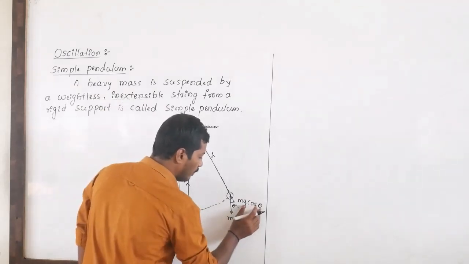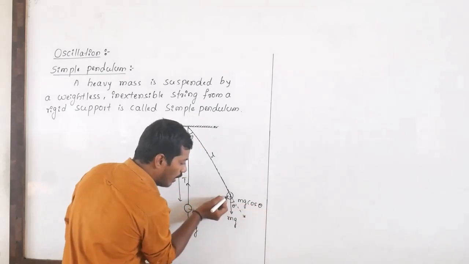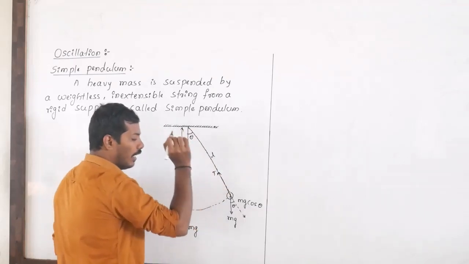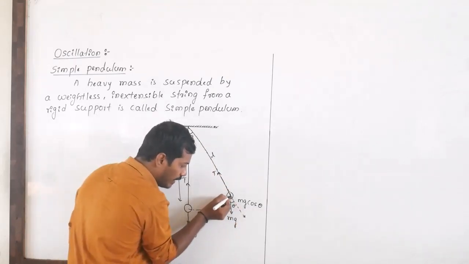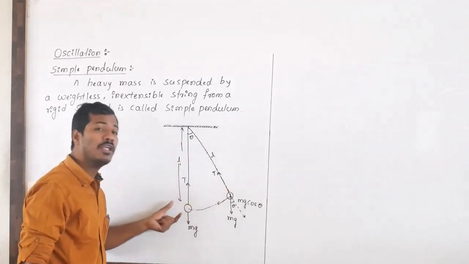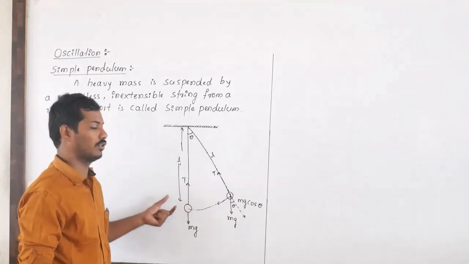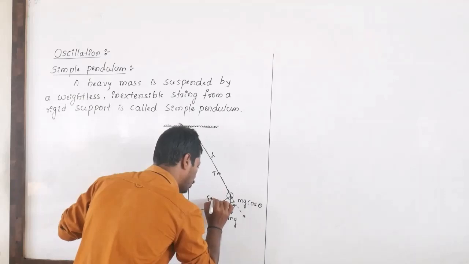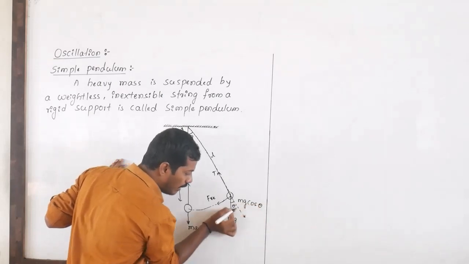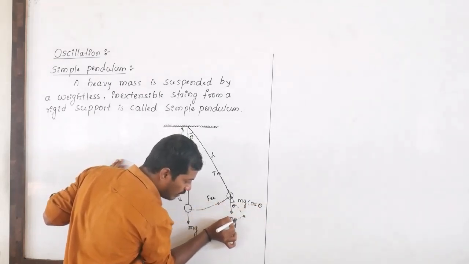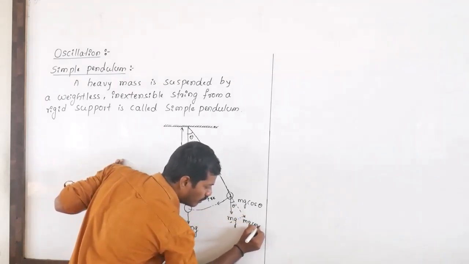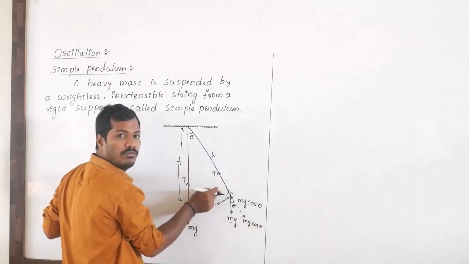Next, mg cos theta is along the direction opposite to the tension on the string. Perpendicular to this is the other direction. The force directed towards the mean position is called the restoring force. The restoring force is equal to mg, and the component opposite to theta is this one. This is parallel to the restoring force.